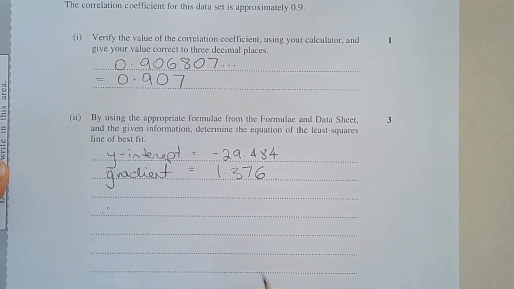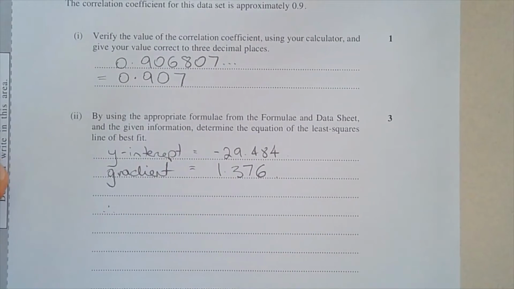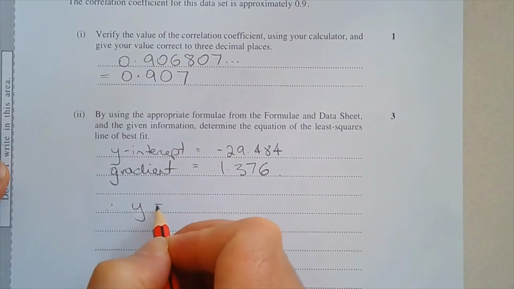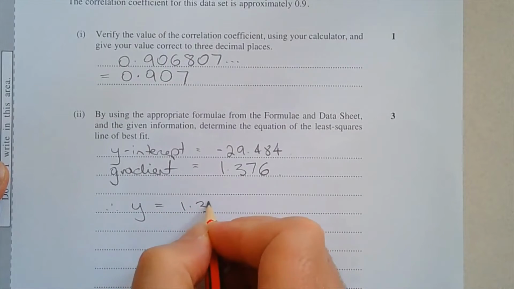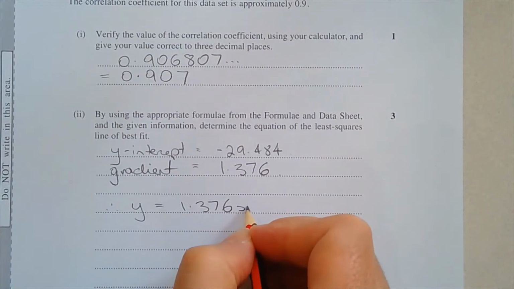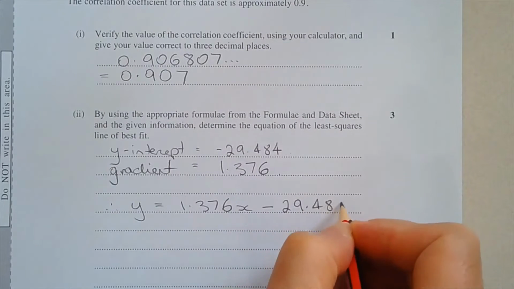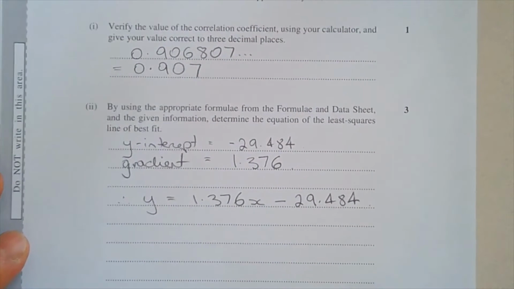So therefore the equation of the least squares line of best fit is equal to 1.376x minus 29.484.